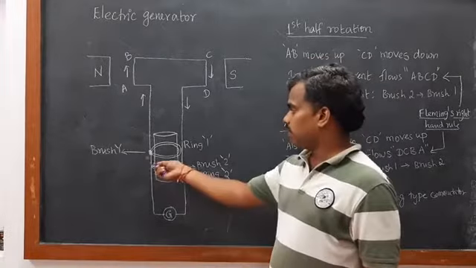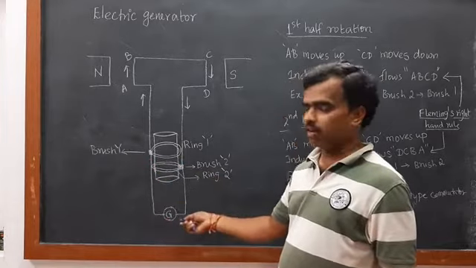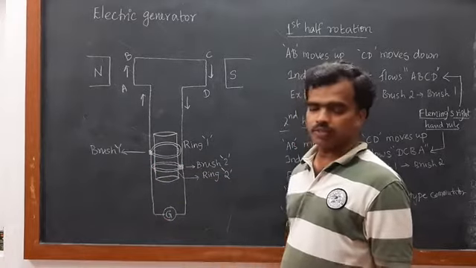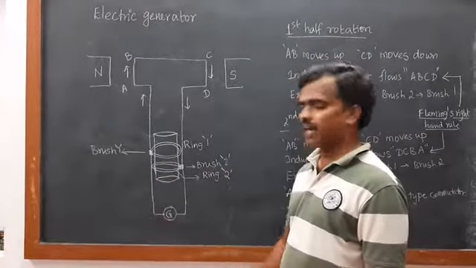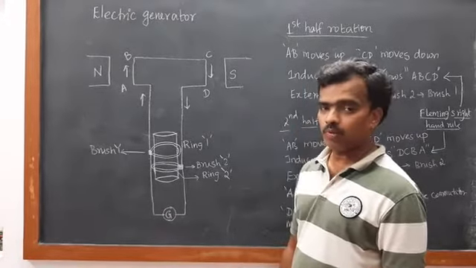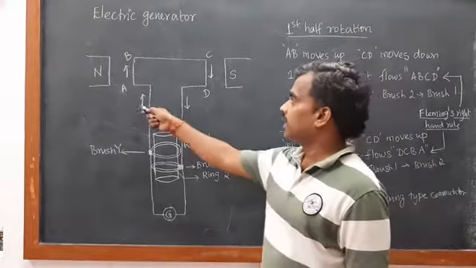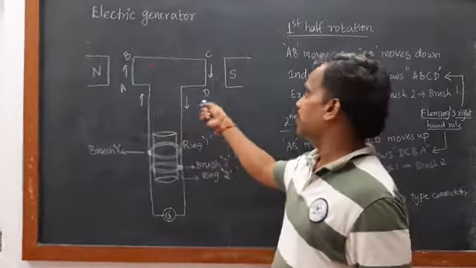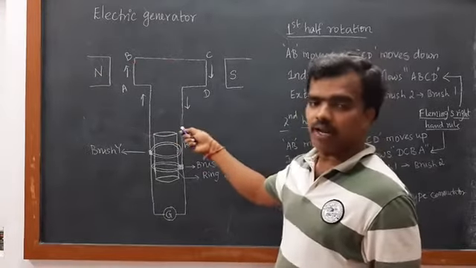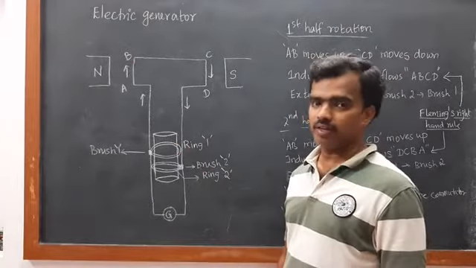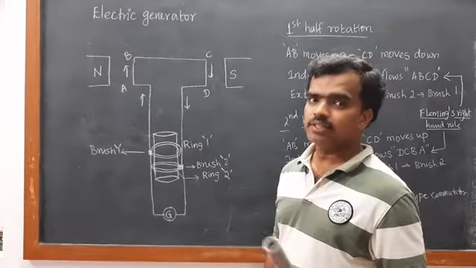Now one of the brushes is connected to one side of the galvanometer, and the other brush is connected to the other side of the galvanometer. Now what will happen? We are applying a magnetic field to this coil. If you apply a magnetic field to a coil, what will happen? A current is induced, right?